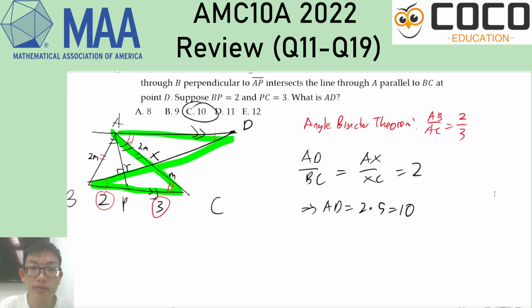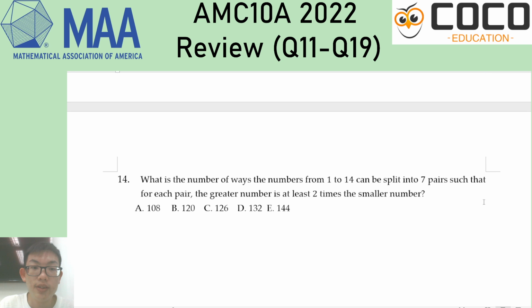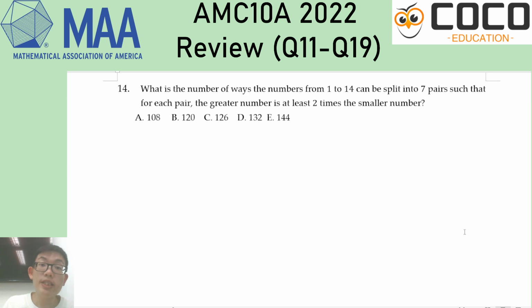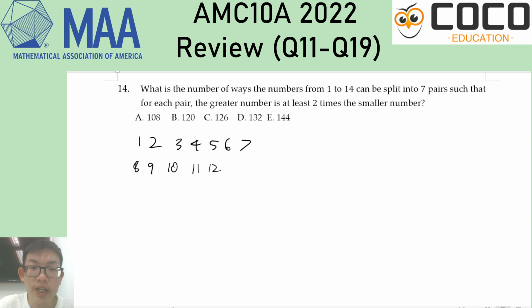Question 14. What is the number of ways the numbers from 1 to 14 can be split into 7 pairs such that for each pair, the greater number is at least 2 times the smaller number? Now for this one, greater number is at least 2 times the smaller number. Let's just write down all the numbers and then think about it in terms of what kind of choices I actually have.